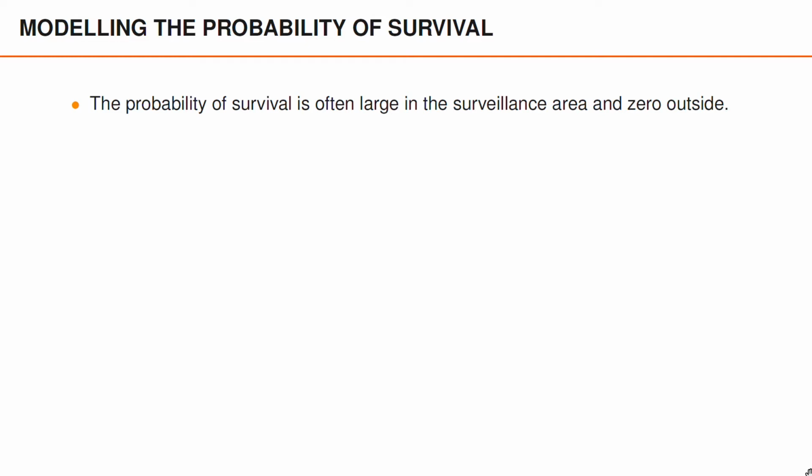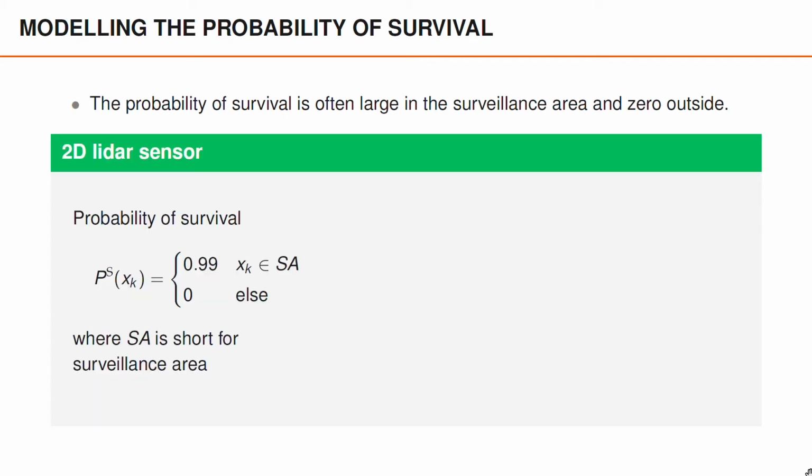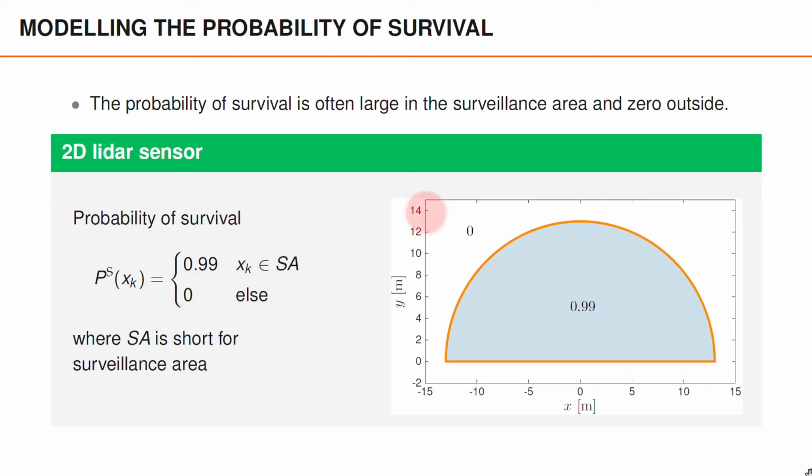We can have a look at what this means by considering the 2D LiDAR sensor again. In this example, the probability of survival was set to 0.99 inside the surveillance area and 0 outside. And this is visualized on the right. The surveillance area is the field of view of the stationary sensor, which is a semicircle. In light blue, inside the field of view, we have probability of survival 0.99, and outside the field of view, the probability of survival is 0.